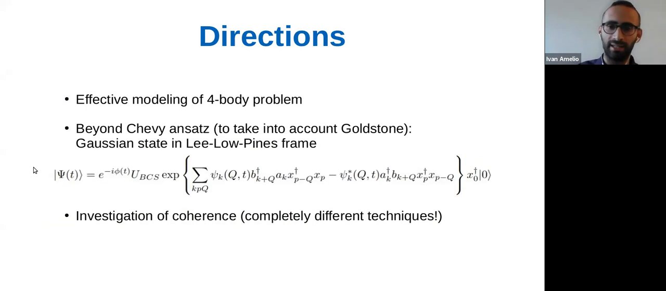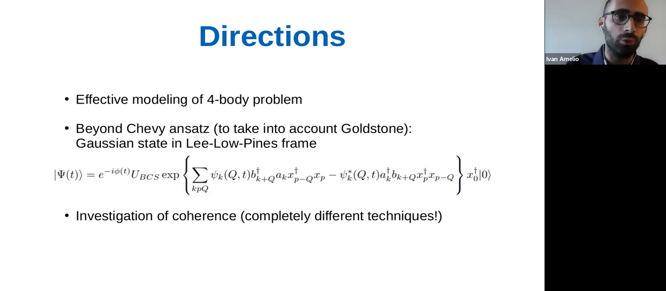Okay, so as I was saying, work will be soon done in the directions of modeling in some way this four-body problem, and not just dealing with a three-body problem for the polaron, let's say. So the polaron, the Chevy ansatz somehow captures exactly the three-body problem. So also, as I was saying, this problem of the Goldstone, we don't know how much severe it is.